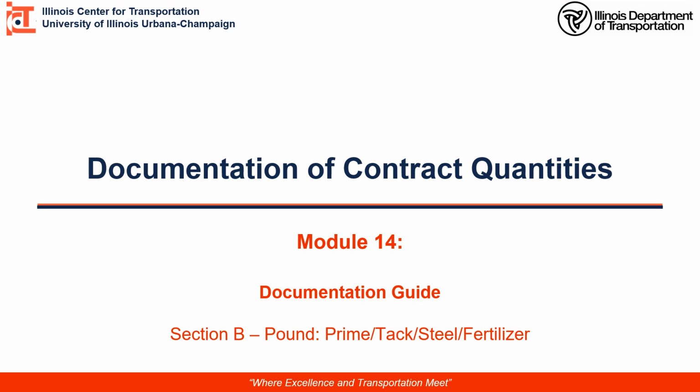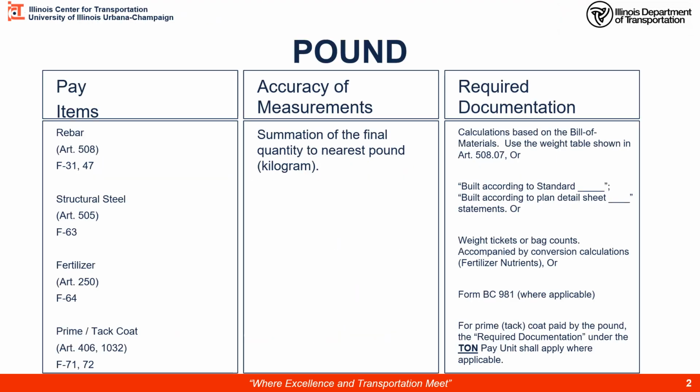This is Module 14, where we will cover the unit pound, which is used for prime coat, tack coat, steel, and fertilizer. Page B2 of the DOT guide covers the various pay items for pound and the accuracy of measurement, which is to the nearest pound. Required documentation can vary depending on the item.